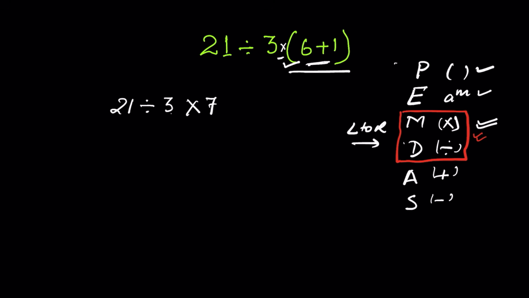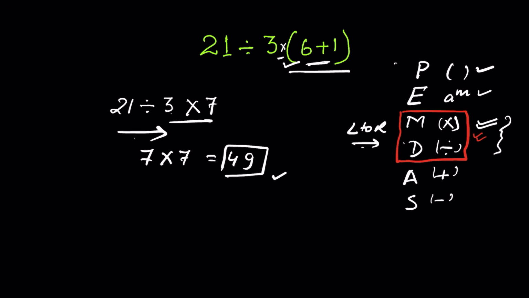Now this says whenever multiplication and division are right next to each other, we need to solve them from left to right. From left to right, we have division first. So we will not be doing this multiplication first. This division will be done first. 21 divided by 3 is 7. And then 7 times 7 is 49. You can see how the answer is entirely different. So the answer is 49 and not 1.